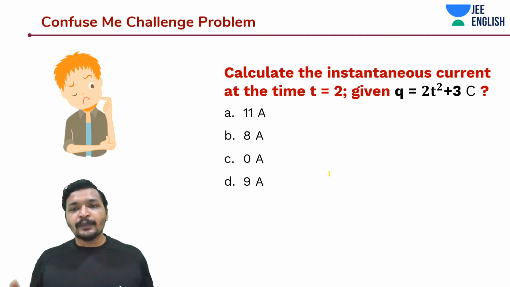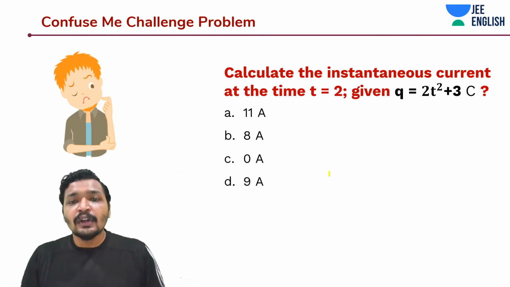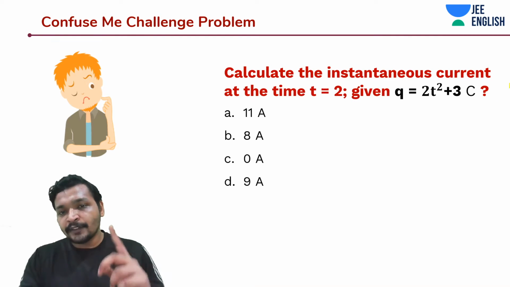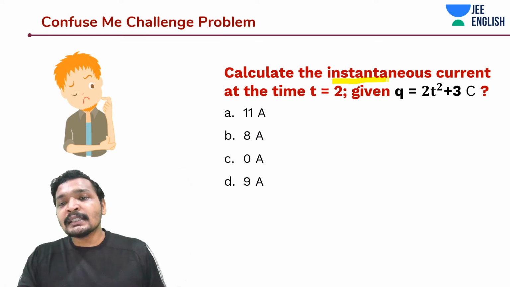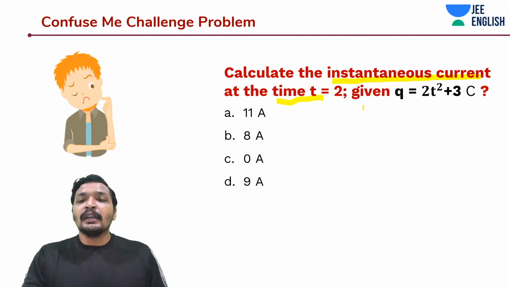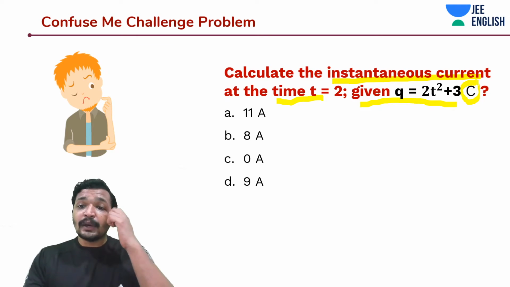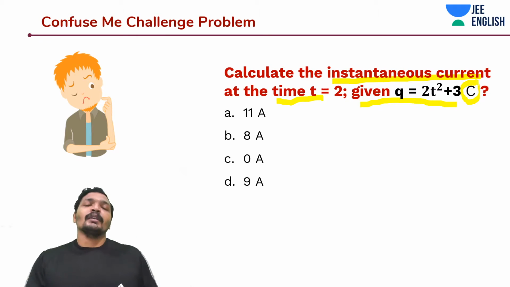This is very intuitive. This is the concept that we have gone through right now. Calculate the instantaneous current at time t equal to 0. So they are specifically talking about instantaneous current at time t equal to 0. Given the charge is varying with time as q equals 2t squared plus 3 coulomb. Okay guys, this is coulomb.